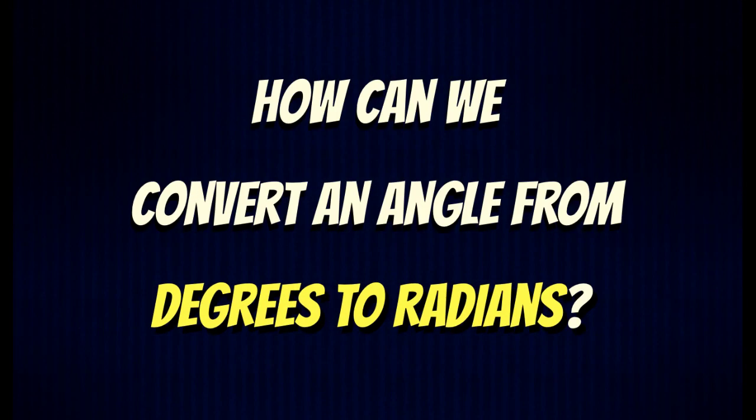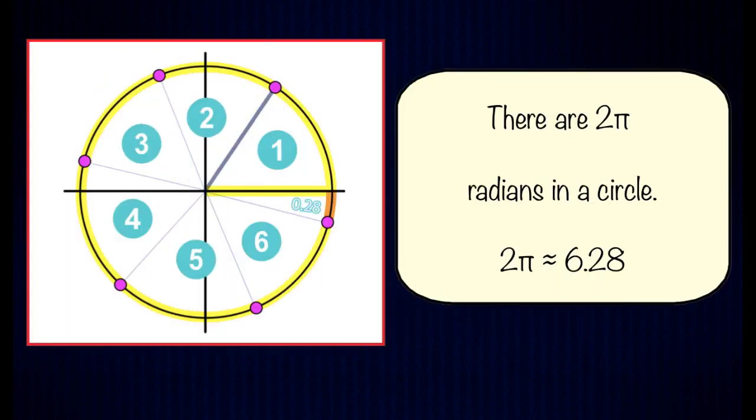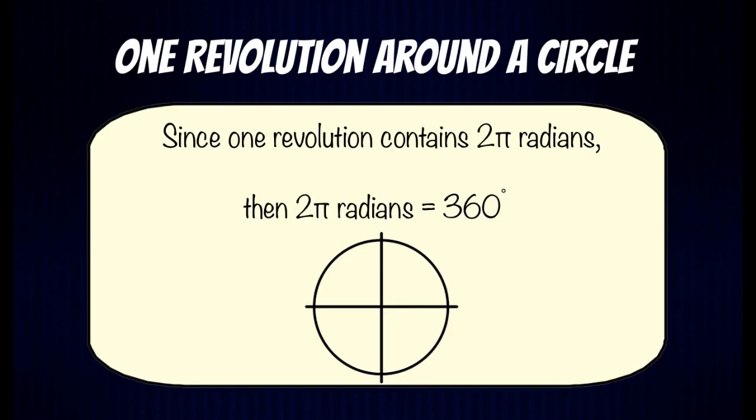Welcome back, everybody. Today, we're going to be answering the question, how can we convert an angle from degrees to radians? In an earlier video, we talked about how there are 2 pi radians in a circle. Since one revolution around a circle contains 2 pi radians, that means that 2 pi radians equals 360 degrees.